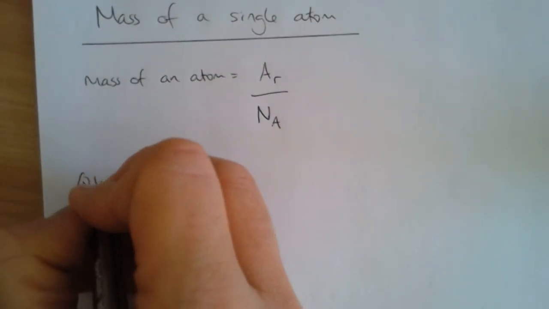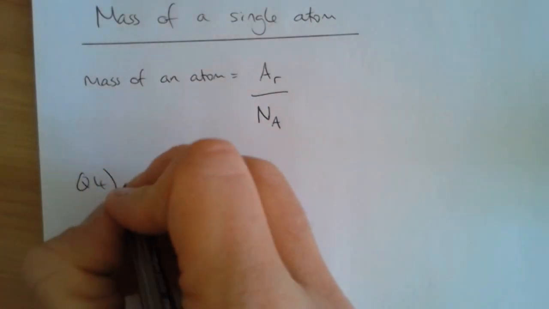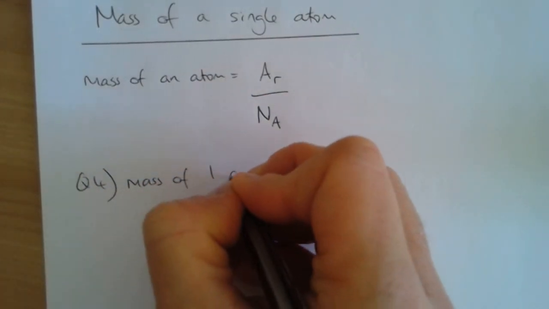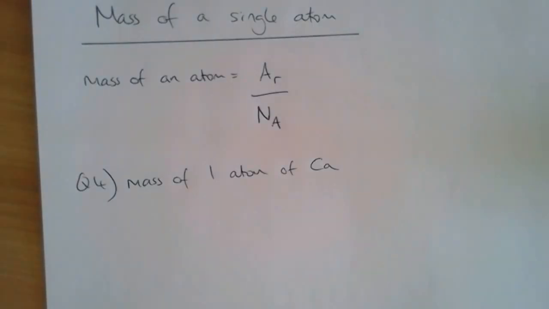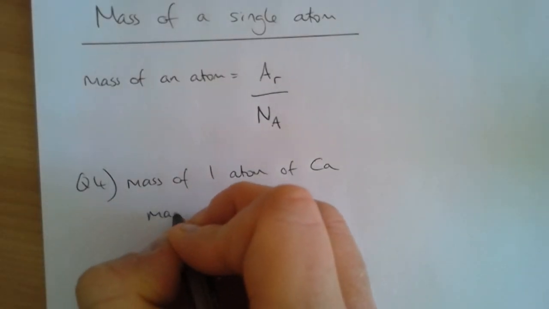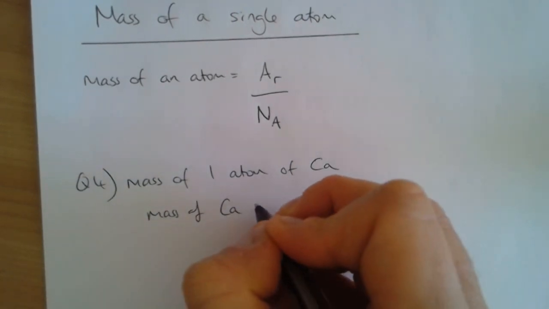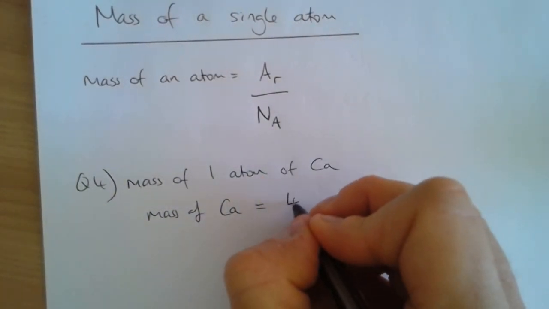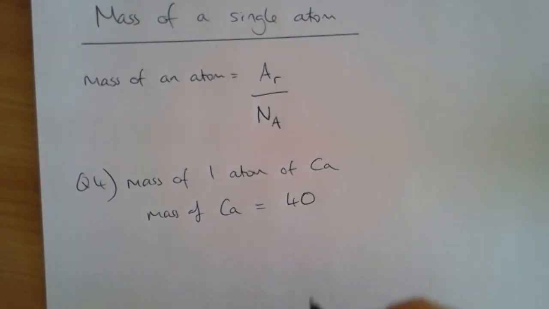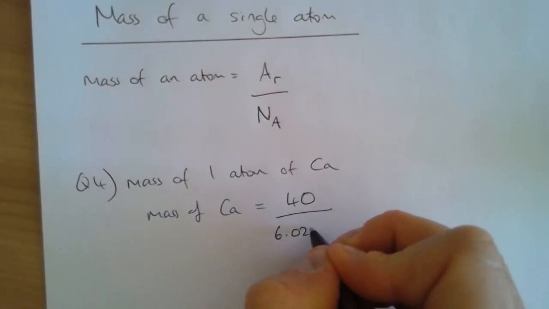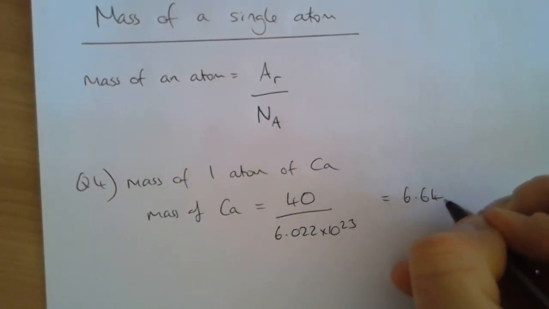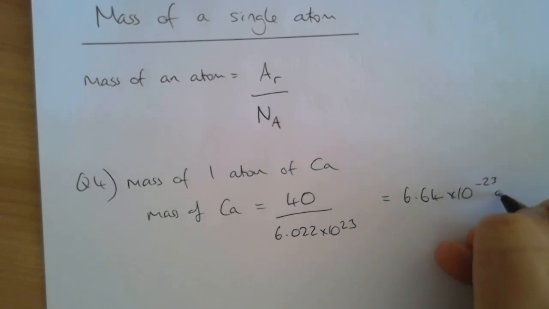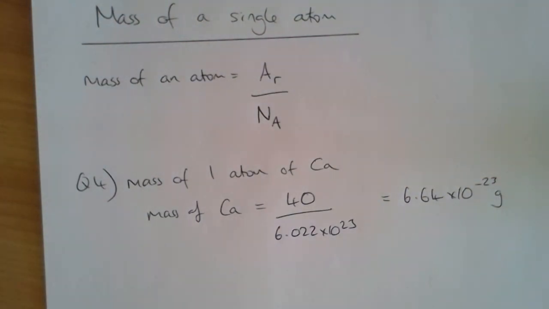Let's have a look at an example question. That'll be question 4 here. Calculate the mass of one atom of calcium. So mass of calcium equals AR, which is 40, and I would need to use the periodic table to find that, divided by 6.022 times 10 to the 23, gives us an answer of 6.64 times 10 to the minus 23 of a gram. That's very, very, very small. And again, that's what we would expect.